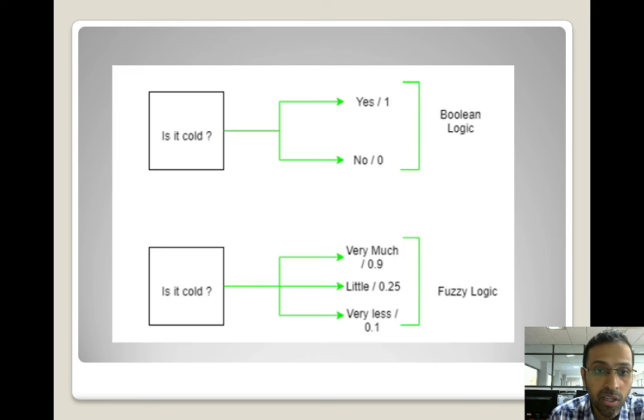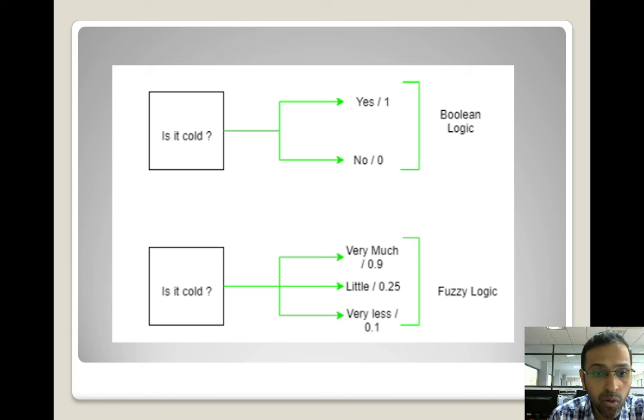For example, when we are talking about water, the basic question we can ask here is, is the water cold? The answer can be yes or no. That is what we call a conventional system, wherein there is an answer of either 1 or 0. So this is a classical system which works on either yes or no. That is a step signal, so 0 or 1.